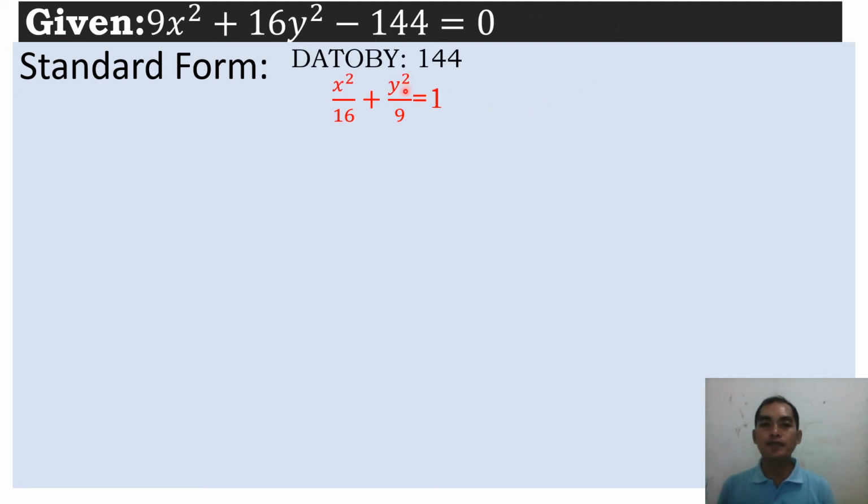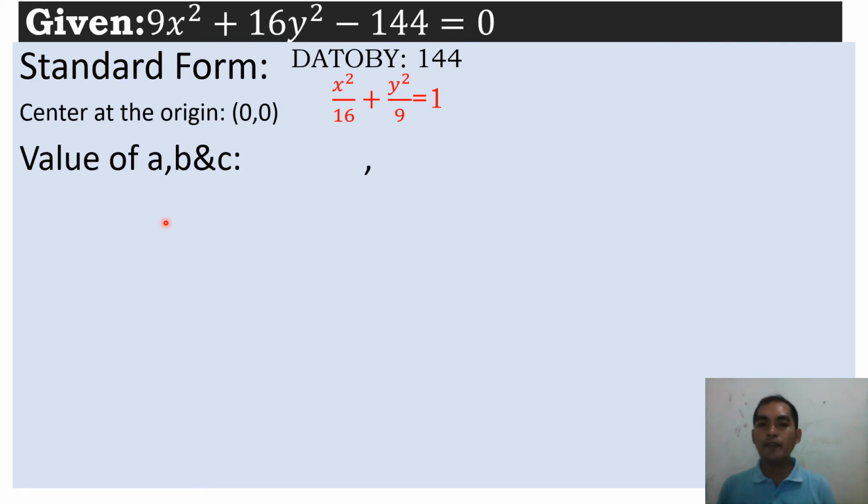So, we have x squared over 16. Paano nagawa? 9x squared divide 144 is x squared over 16. 16y squared divide 144 is y squared over 9. 144 divide 144 is 1. Why? You transpose it to the other side, so it became 1. This is the standard form of an ellipse. Pag naka-standard na siya, makukuha mo na ang vertex.